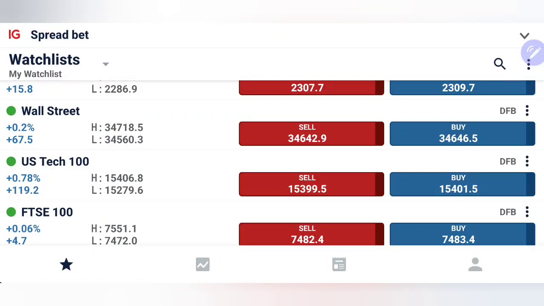US30 and US100 both stayed bullish throughout the day. Today we have seen US30 achieving 34,720 levels before retracing towards 34,650 again. At the same time, US100 is now trading above 15,400, 15,410, a very critical resistance level. So what to expect with the US session?